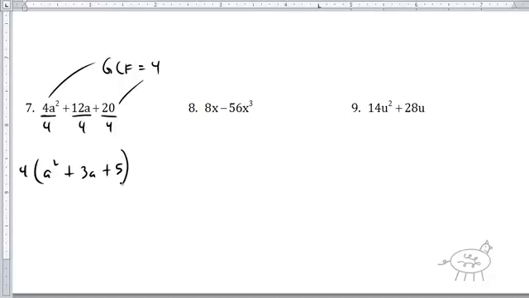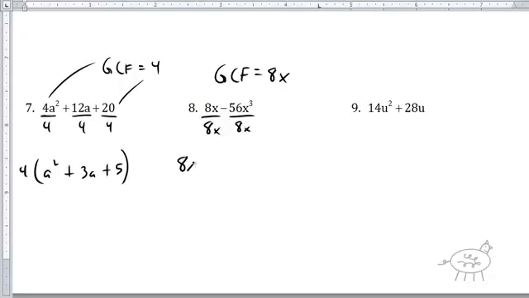Okay? So this one's got an x in it and an x cubed. So I know my greatest common factor is going to have an x in it, but 8 goes into 8 1 times, and 8 goes into 56 actually 7 times. So my greatest common factor is 8x. So I'm going to divide each of these by 8x.